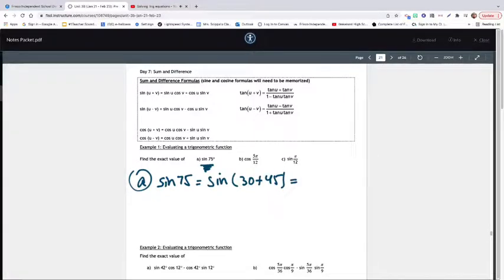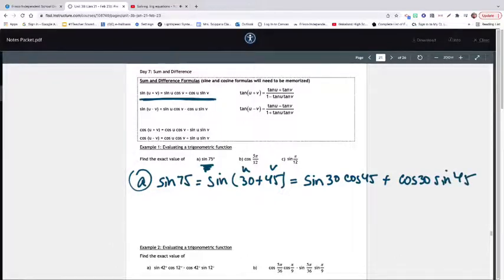So using our rule up here, because we are adding numbers, we're going to use that one. We'll say 30 will be my u and 45 will be my v. I'll do the sine of 30 cosine of 45 plus, same sign for sine, cosine of 30 sine of 45. And then you're going to evaluate it.